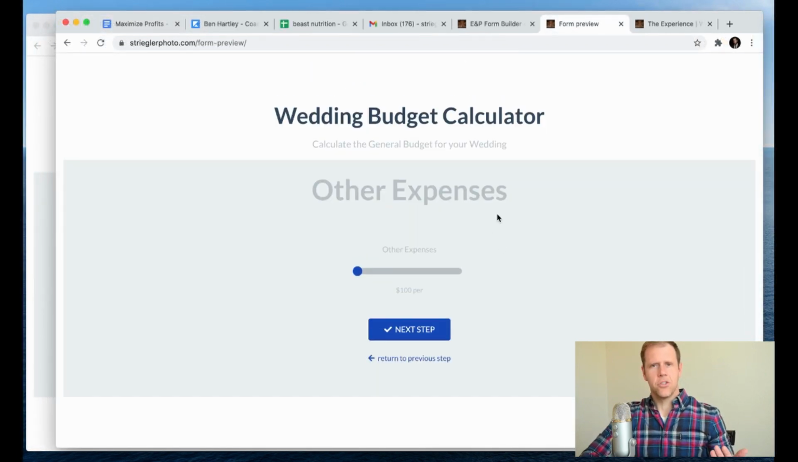And the very last question is other expenses. Now, there are a lot of other things I probably could have put in here, but a lot of them were smaller and I didn't think it would be that important. And it could just take a lot of time to do that. So at the very end, if you know there's something else that you're going to be paying for, that's where this other expenses comes in. Each little click on here is $100. So if you know you're going to be spending an extra $1,000 on, I don't know, whatever gifts for people, then you can move that over to 10.